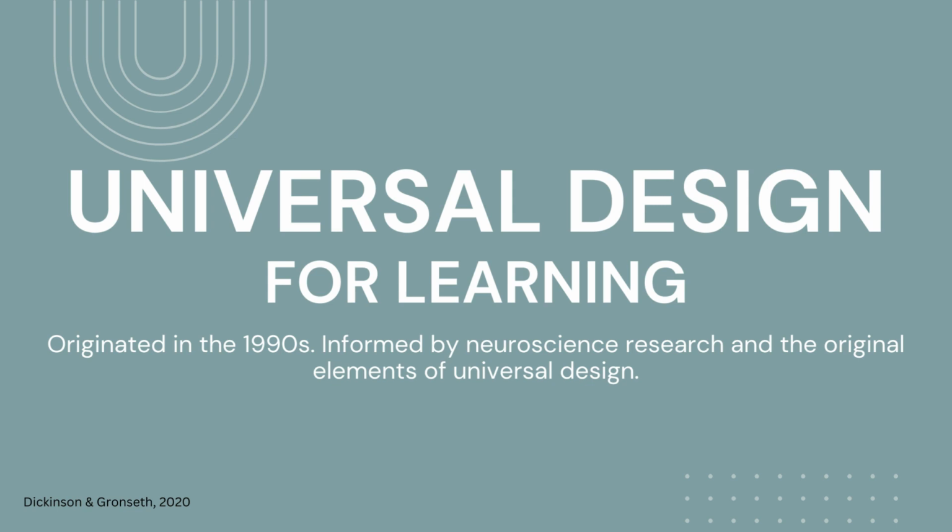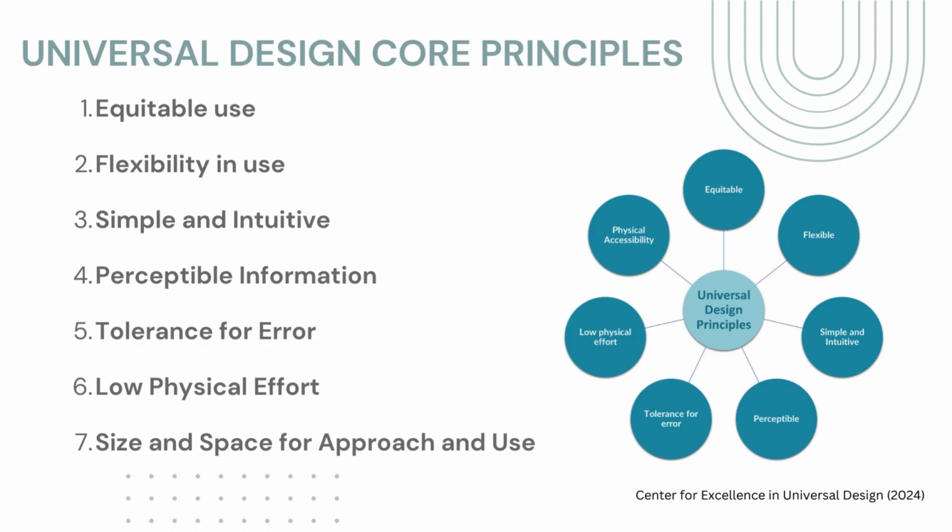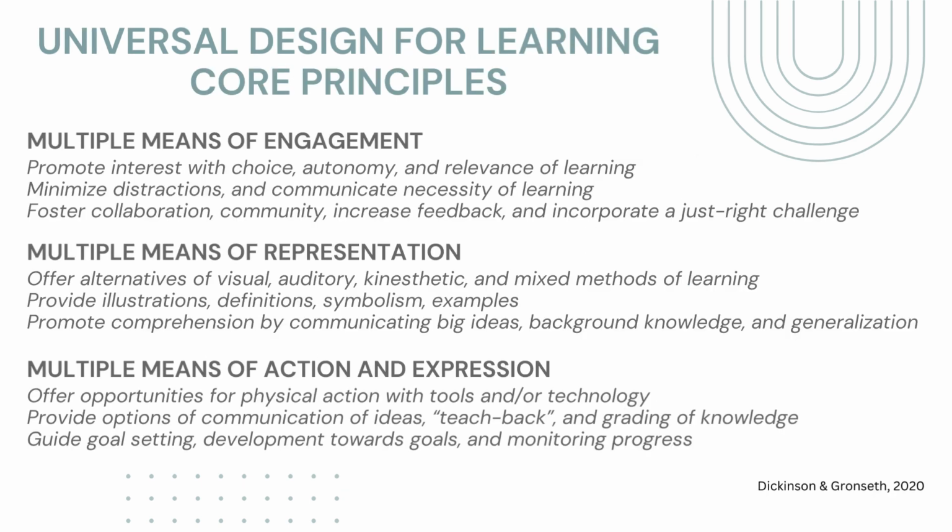It was informed by neuroscience research and the original elements of universal design, which we know are the seven elements of equitable use, flexibility in use, simple and intuitive, perceptible information, tolerance for error, low physical effort, and size and space for approach and use. But the universal design core principles have been changed a little bit for universal design for learning.